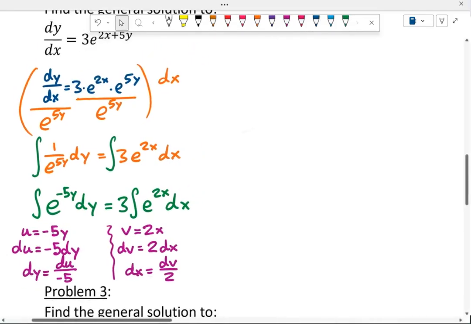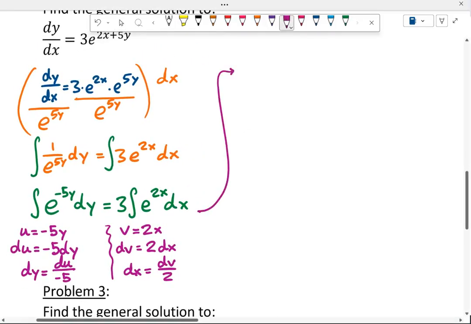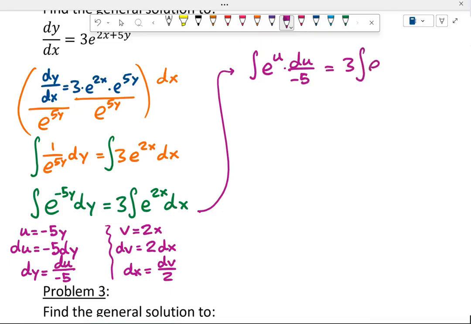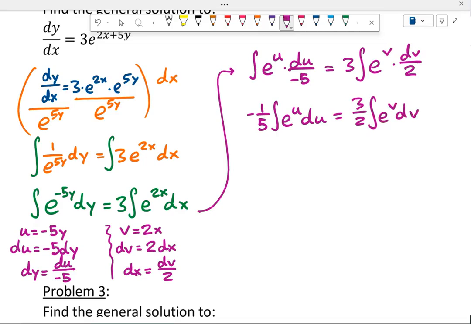All right, let's use that u substitution to help us out. So that means I'm going to have the integral of e to the u du over negative 5 equals 3 times the integral of e to the v times dv over 2. I'm going to go ahead and bring those, dividing by 5 and dividing by 2, out to the front. So that should be negative 1/5 integral of e to the u du equals 3/2 integral of e to the v dv.